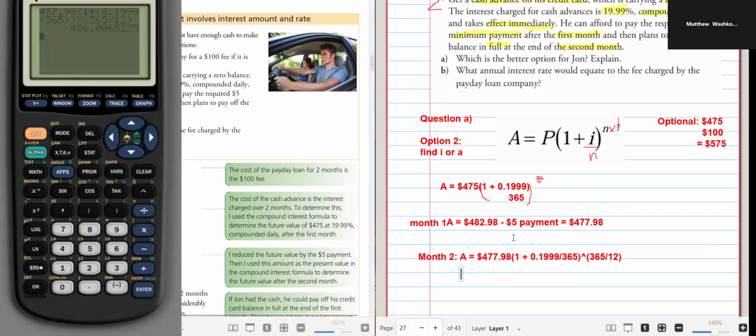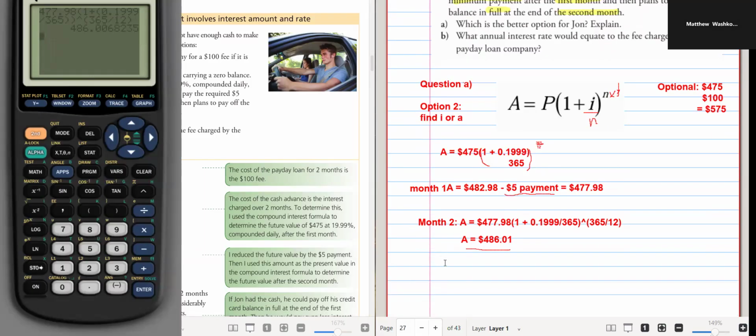Anyways, if I do this, month two, my total investment is worth $486.01. You could put zero. I'm not going to penalize you either way, but technically it's for rounding up. So, right, I have a $5 payment, and then I got to pay this off. So what's my total payments? My total payments, $486.01 plus the $5 payment I did. So it's $491.01.